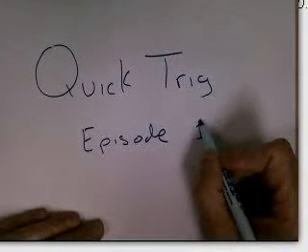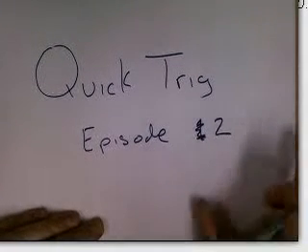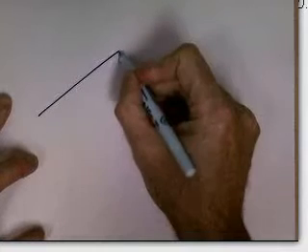Quick Trig, episode 2. Alright, we're looking at Pythagorean identities. So I'm going to draw myself a right triangle.